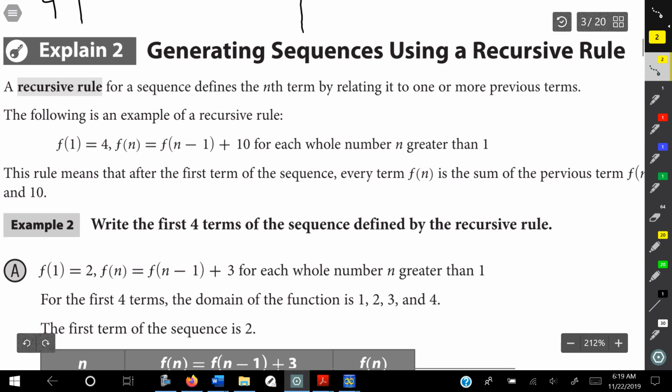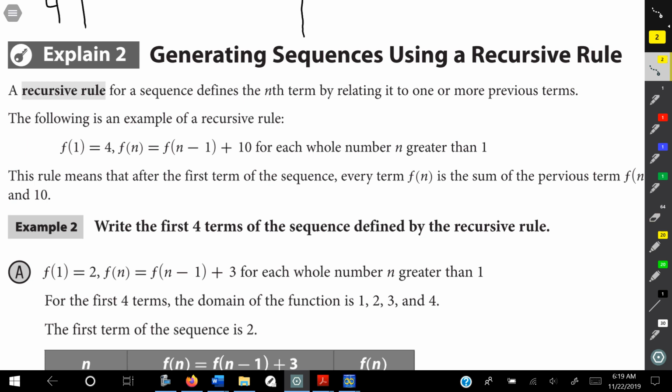Okay, so with the recursive rule, it says a recursive rule for a sequence is used to find the nth term by relating it to one or more previous terms. The following is an example of a recursive rule. They give you the recursive rule, and it says f of n equals f of n minus 1 plus 10 for each whole number n greater than 1.